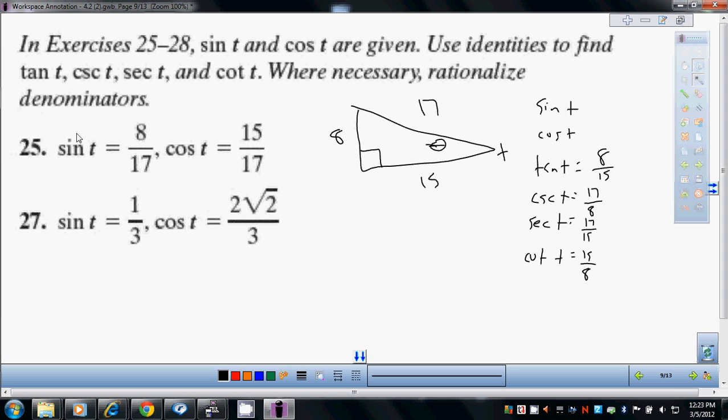Well, no, they're given right here. Sine is 8 over 17. Cosine is 15 over 17. Try 27. I need all 4 other trig values.